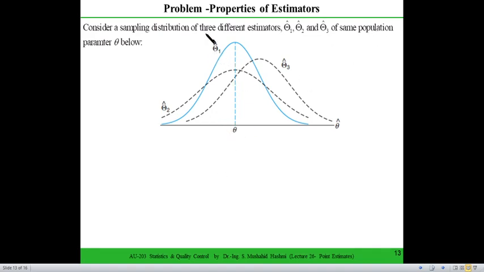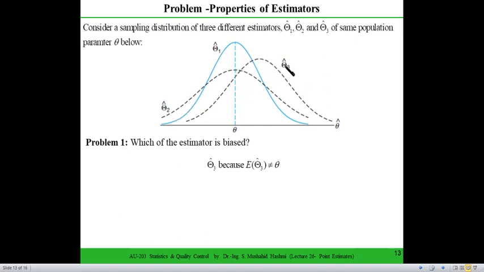So if theta 1 cap's expected value is the highest frequency here, the first part is: which of the estimators is the biased one? If you see unbiased, theta 1 has the same mean as the population mean, or population parameter. If it is the same, then we call it unbiased. And if you look at theta 2, the dashed one, its expected value is also the same, so theta 1 and theta 2 both are unbiased estimators.